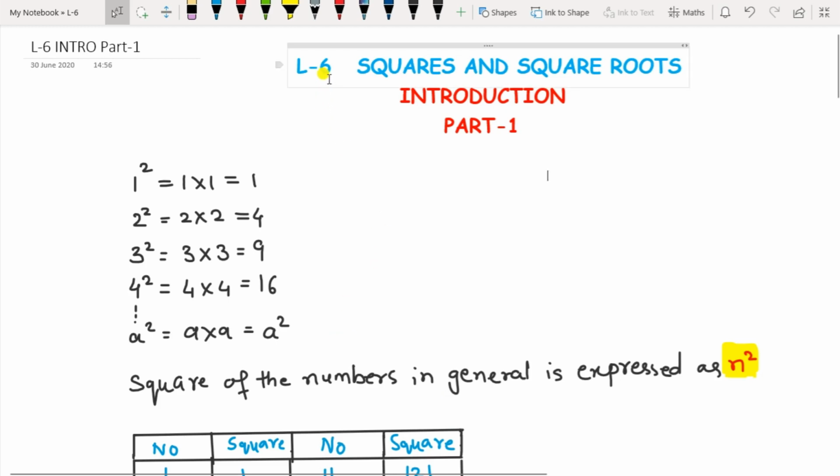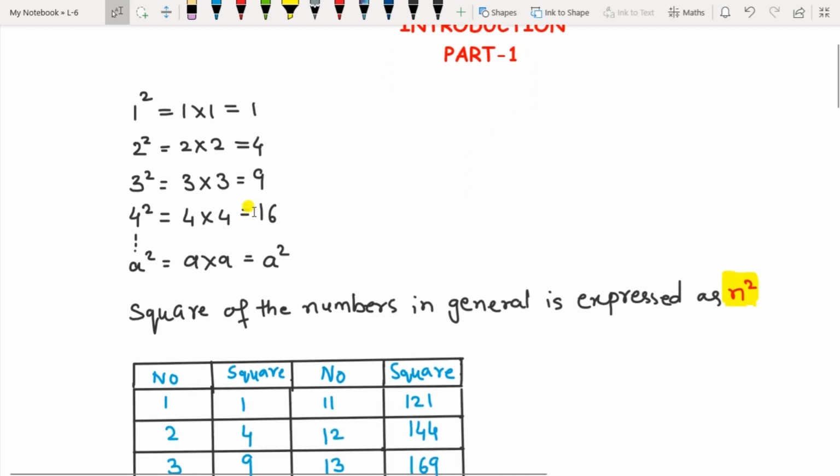Today we are going to see lesson C 6, squares and square roots, introduction part 1. In one of my earlier videos you have seen what a square means. When the same number is multiplied twice, it is called a square. For example, 1 square equals 1 into 1, which is 1. 2 square is 2 into 2 equal to 4, 3 square is 3 into 3, that is 9, and so on. That is, a square equals a into a. The square of any number in general is expressed as n square, that is the general formula.